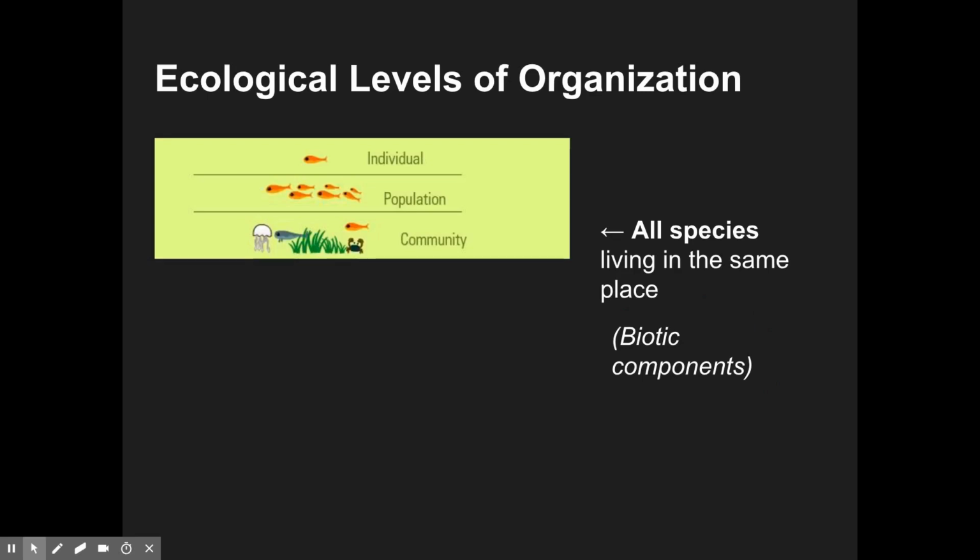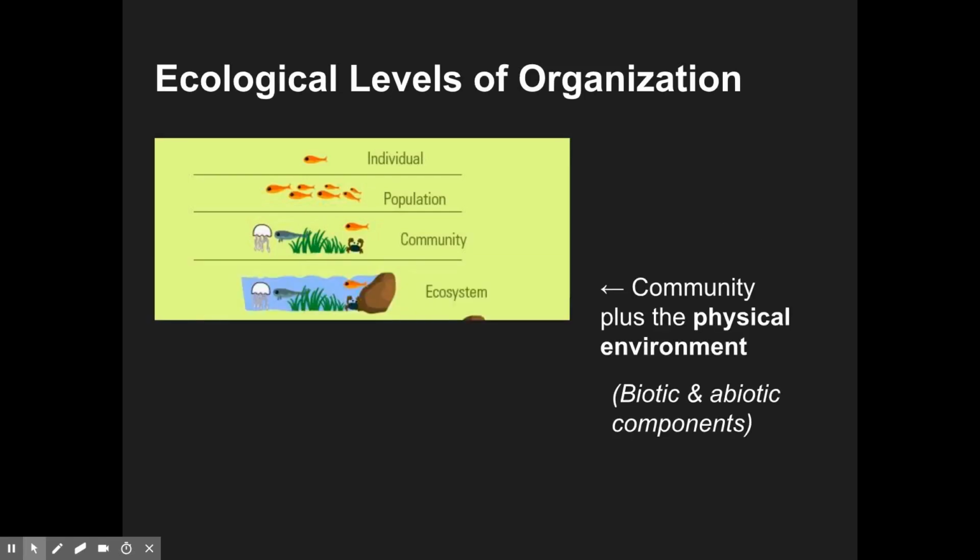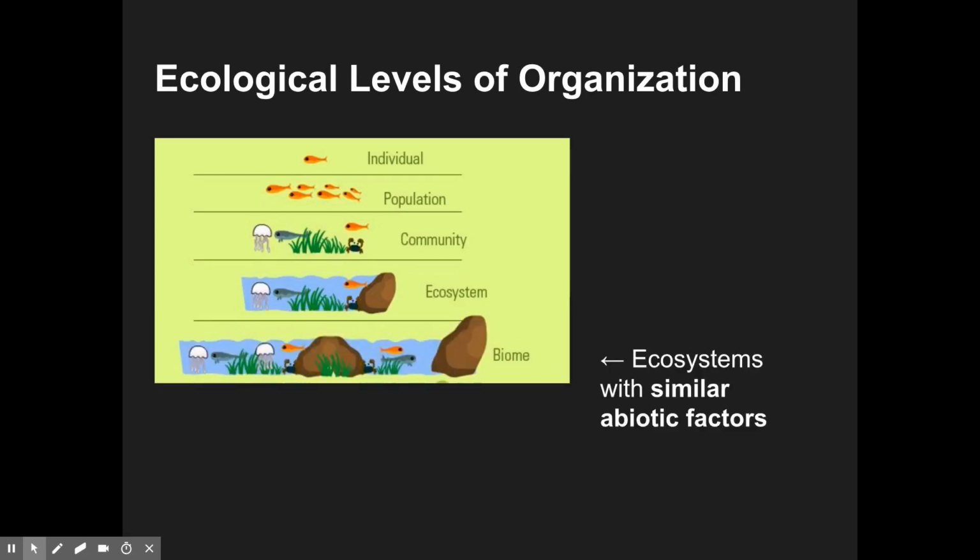If we take a community and we add in the physical environments or the abiotic factors, then we have an ecosystem. And all ecosystems around the world that have similar abiotic components are called a biome. So one example of a biome is the tropical rainforest. So there are tropical rainforests in South America and in Africa and in Asia. And what makes them common or similar is that they have similar abiotic components, especially that they have warm weather year-round and also lots and lots of rainfall.